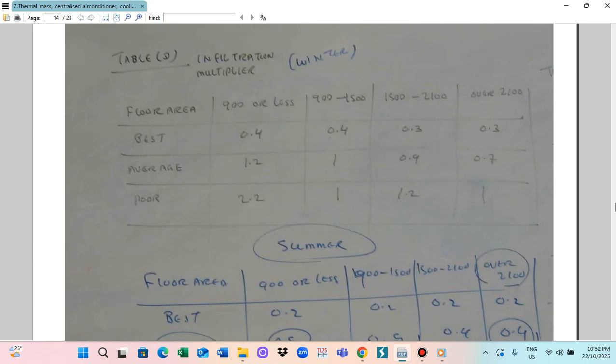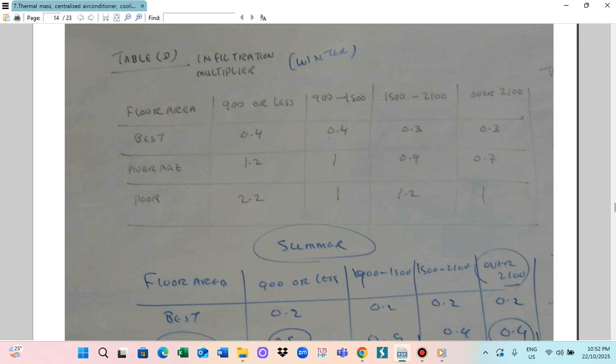Infiltration multiplier means that when all doors are closed, air still comes into the house. So this infiltration multiplier, air changes per hour, depends on the flow area. I also give you another table. This is the infiltration multiplier.